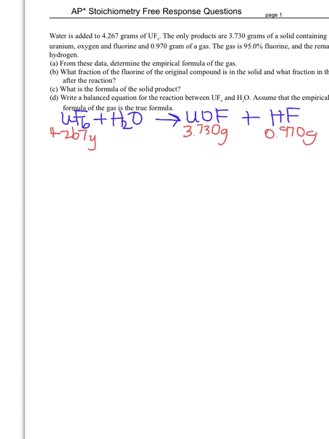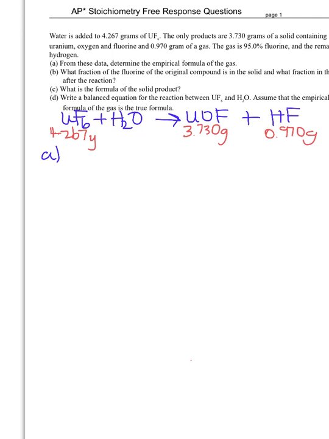So part A says, from these data, determine the empirical formula of the gas. I'm going to start here. So think back to Chem 1. What is an empirical formula? The lowest ratio of moles to moles of elements in a formula. So we had a little rhyme that we use: percent to mass, mass to mole, divide by small, multiply till whole. And we're going to do that for part A.